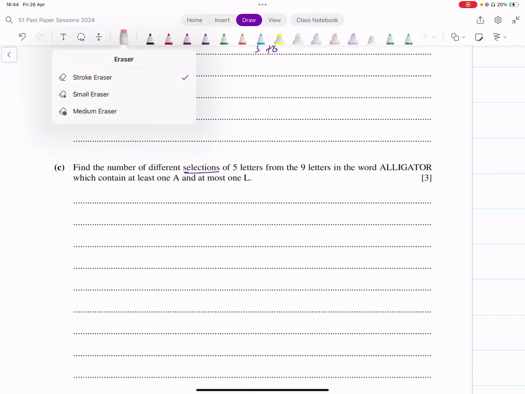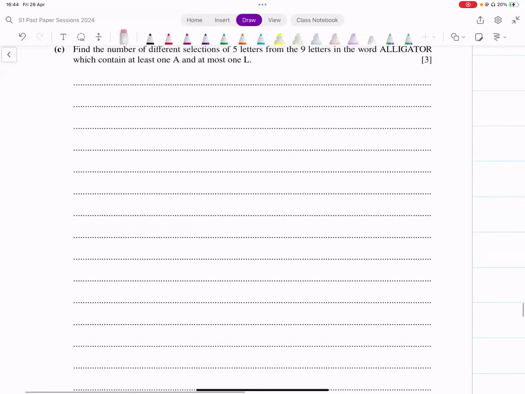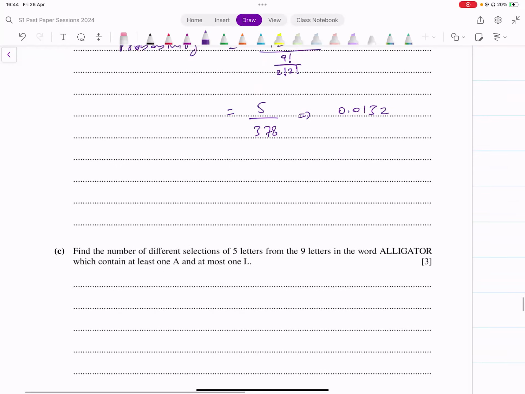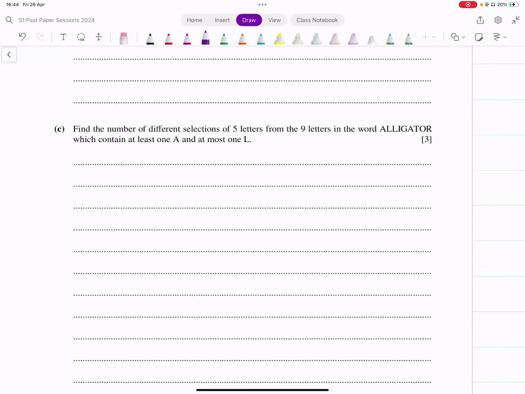Okay, so how do you think about this? You can make cases for the repeated letters. Let's make cases for the repeated letters. Which are the repeated letters? You've got A's and L's that are repeated. So what possibilities could you have for the A's and the L's?